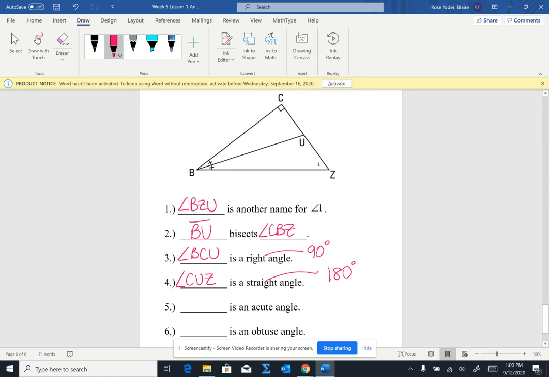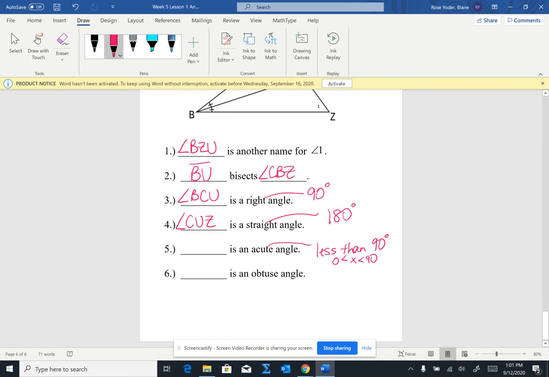All right, 5 and 6 are also words that we haven't talked about yet. So there's acute and obtuse. I always think of acute like a cute little angle. So an acute angle is less than 90 degrees. So it's really between 0 and 90. And then an obtuse angle is bigger than 90 but smaller than 180. So we could say something like it's between 90 and 180 degrees. So bigger than 90.